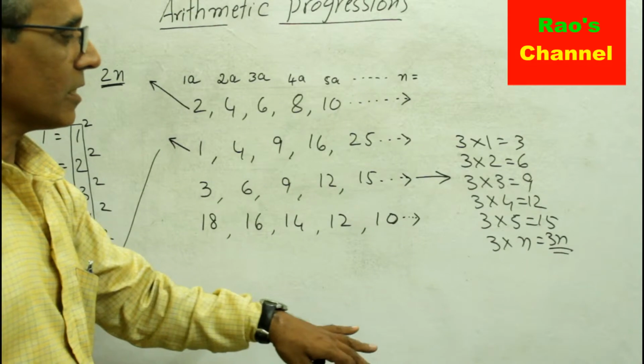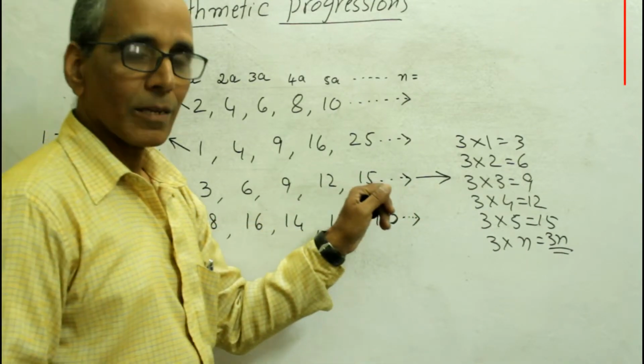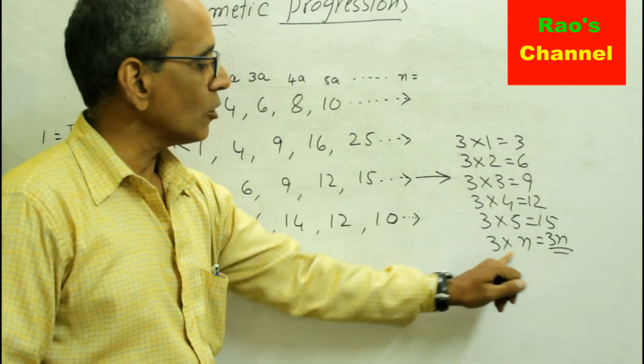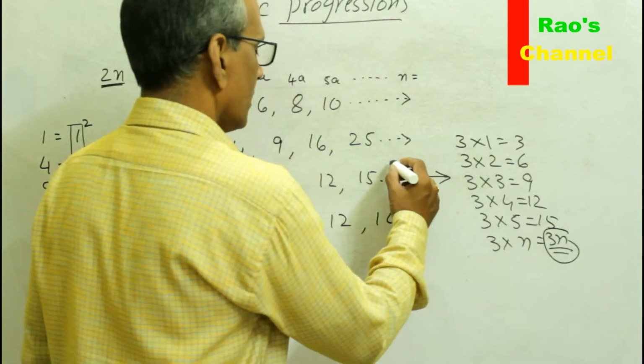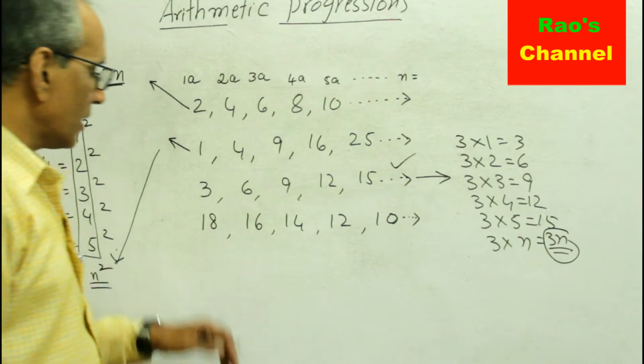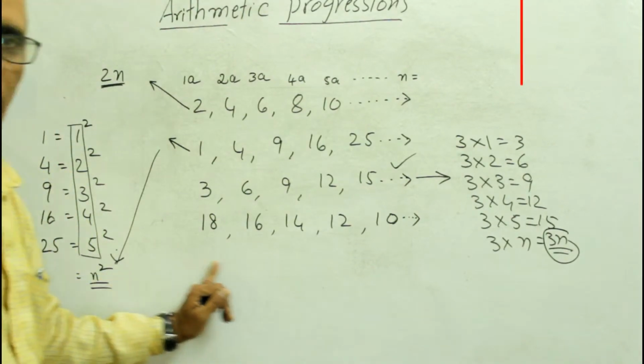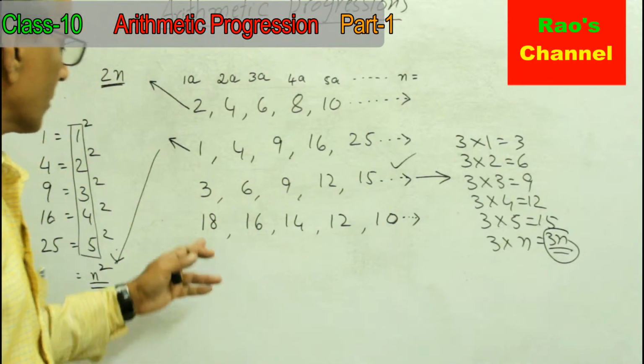So what is the 10th term in the series now, or 10th value? 10 into 3, 30. So 3n is the rule for this sequence. Let's find out the rule for the last sequence or the pattern.